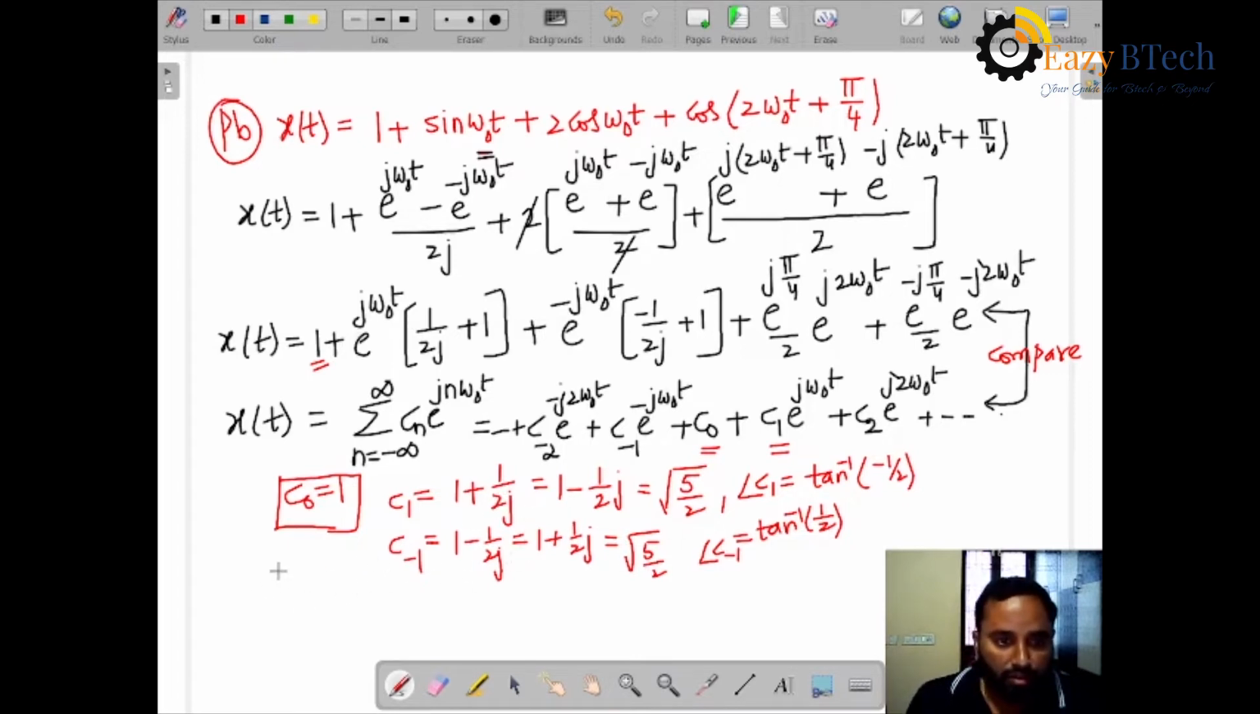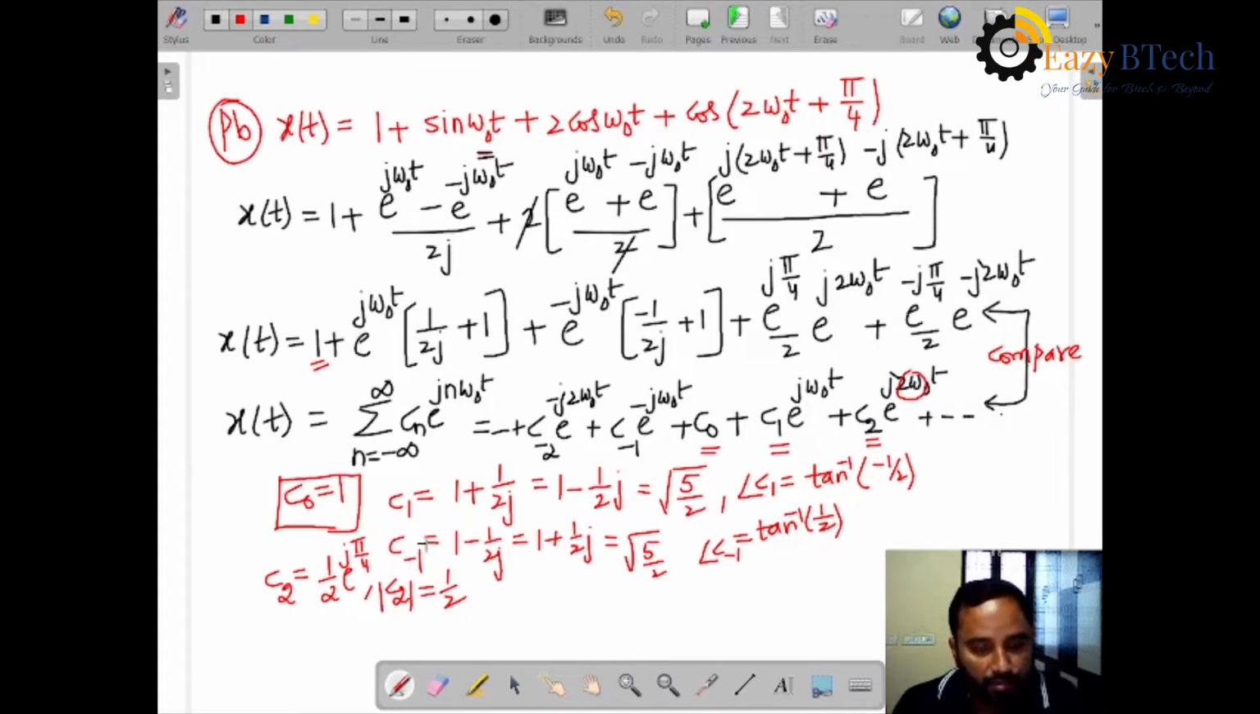In the same way, go on with the comparison for C2. C2 is the coefficient of e to the power j 2 omega naught t. What is the coefficient we have? 1 by 2 e power j pi by 4. So what is the magnitude of C2? It is 1 by 2, right? Because e power j pi by 4 is cos pi by 4 plus j sin pi by 4, whose magnitude is 1. So the magnitude is 1 by 2. And what about the phase of C2? It is j pi by 4, so pi by 4 is the phase.